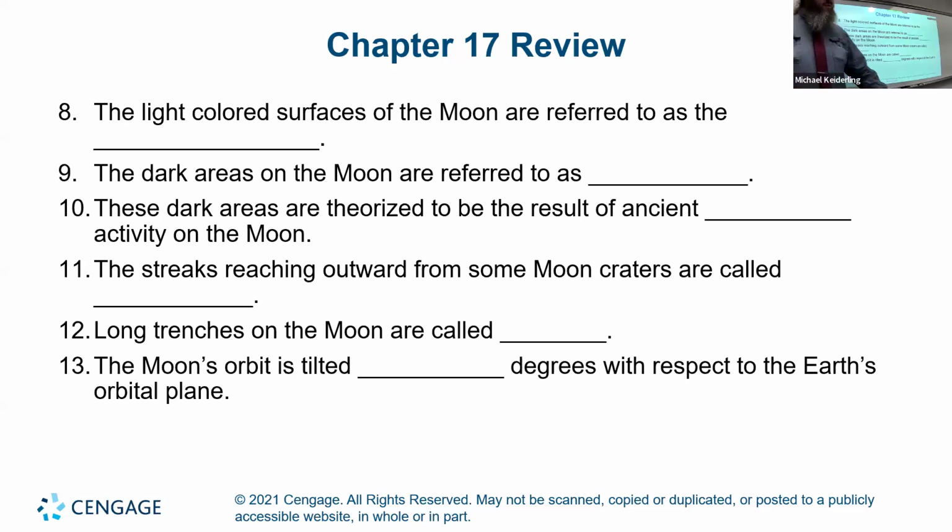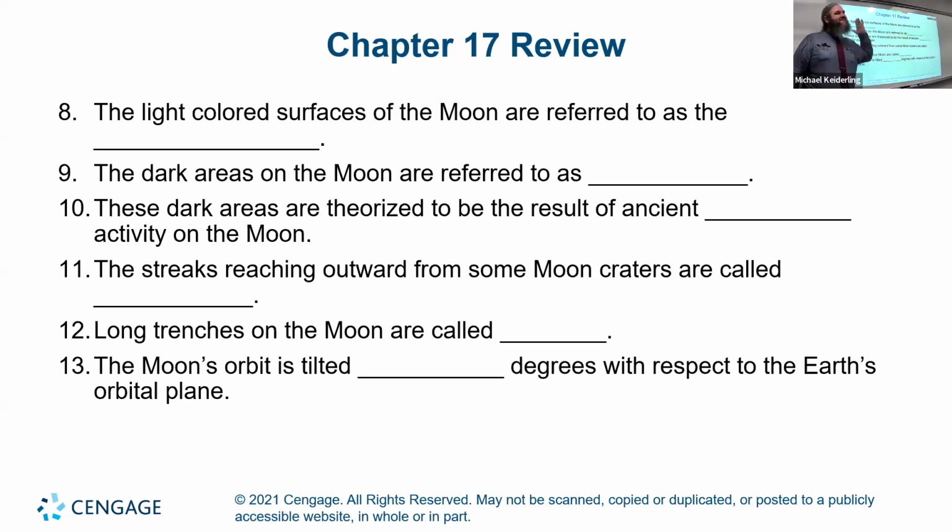The light-colored surfaces of the moon are referred to as the highlands. The dark-colored surfaces of the moon are the lunar plains or the maria. Because they look like bodies of water because they were darker, so they called them maria, meaning seas. Highlands, that's because they're higher in altitude. There's nothing special about that.